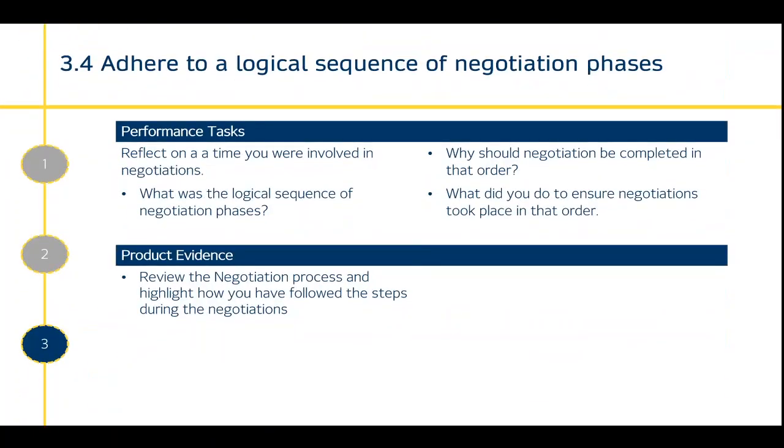3.4, adhere to a logical sequence of negotiation phases. It's important that negotiations are done in a certain order. Negotiations aren't just done around price. The first thing, typically, particularly if it's a complicated project and if it's a key supplier, so a key part of your project, usually you want to do some investigation into your suppliers to ensure that they are safe to work with and that they can deliver on what they're promising.